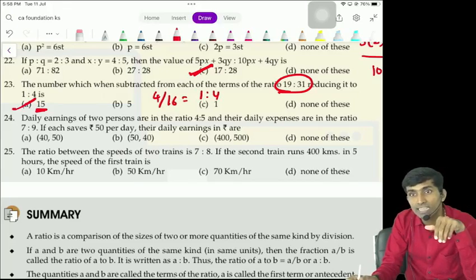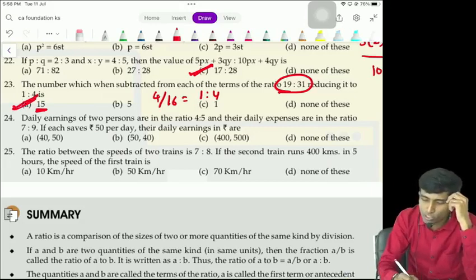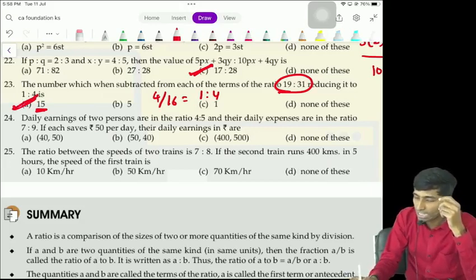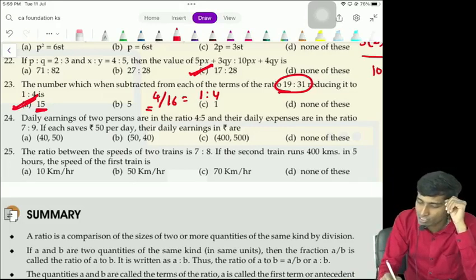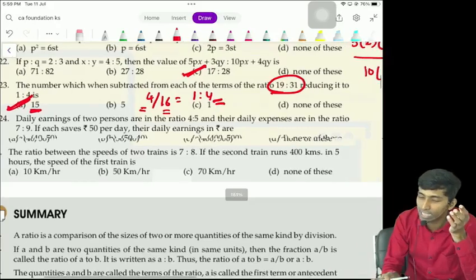You understood what I did? From 19 I should subtract what? So choose the option 15. 19 minus 15 is how much? 4. 31 minus 15 is how much? 16. Ultimately what is the ratio? 1 is to 4. Option is A. Understood?